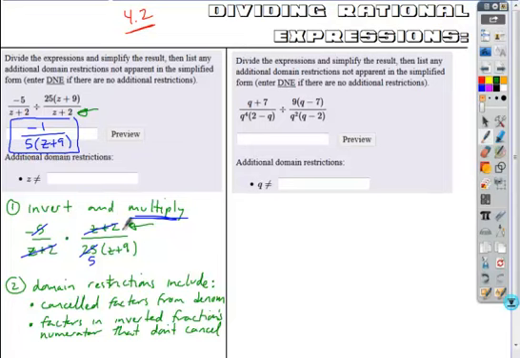But if they don't get canceled, then you have to restrict them because from the original fractions involved in the problem, it would have been a domain restriction. All right? So we'll take a look at some of those here in a second.